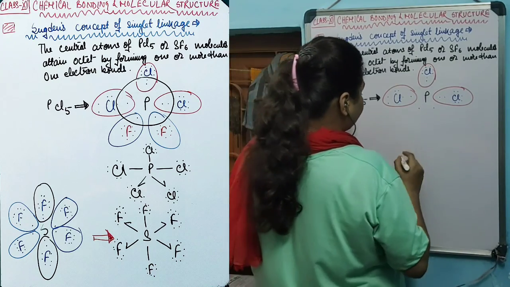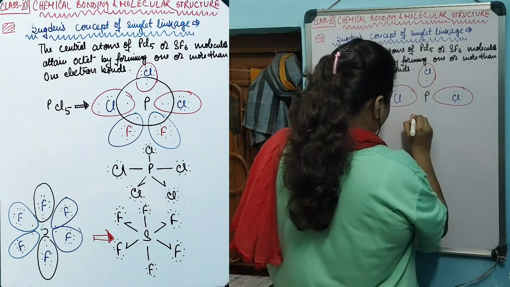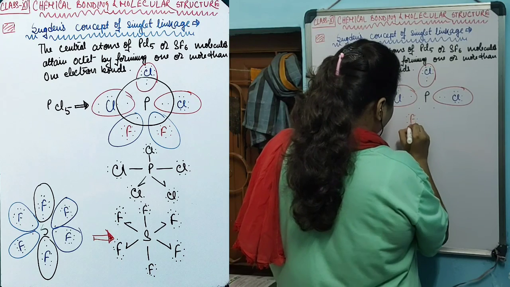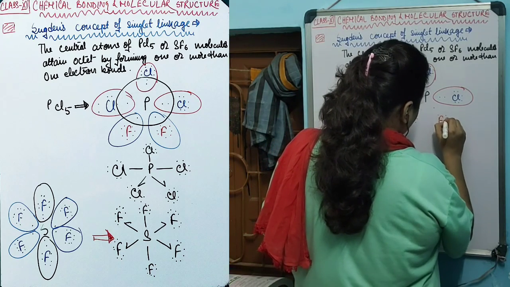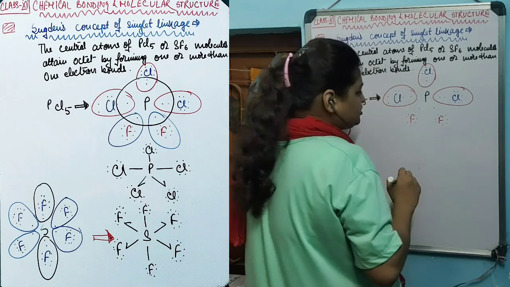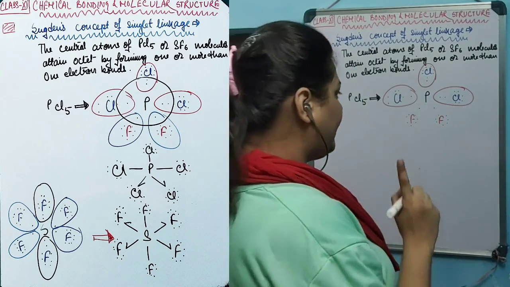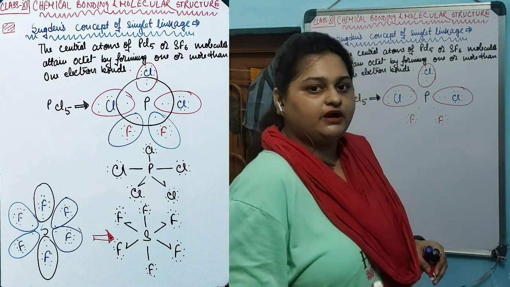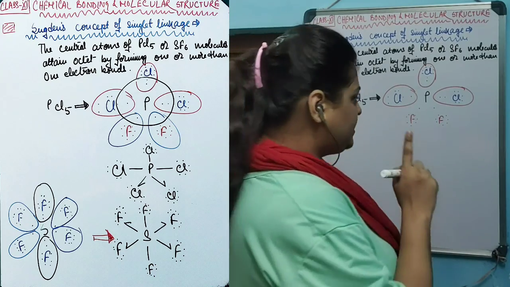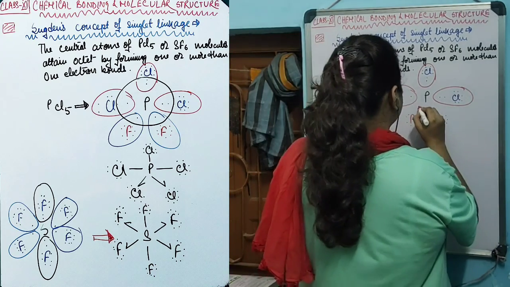But for the remaining 2 chlorines, the chlorine is not going to share any of its electrons. Only phosphorus will share 1 electron, and that 1 electron will be shared by the chlorine. This is the single-electron concept.